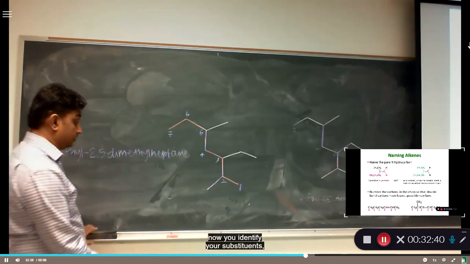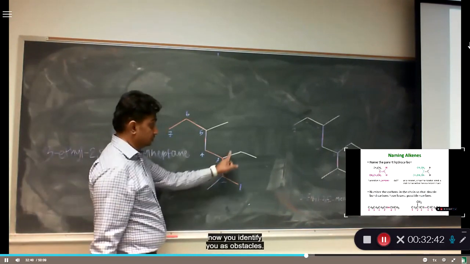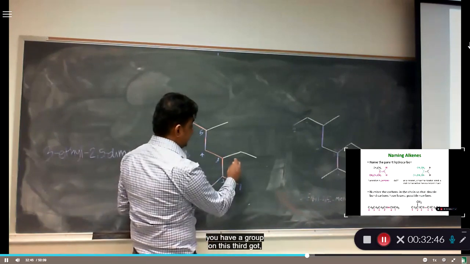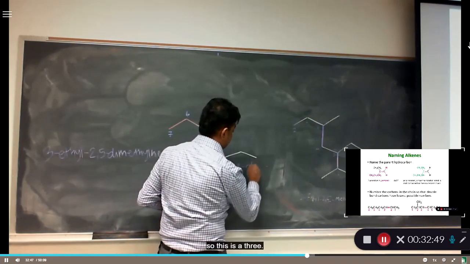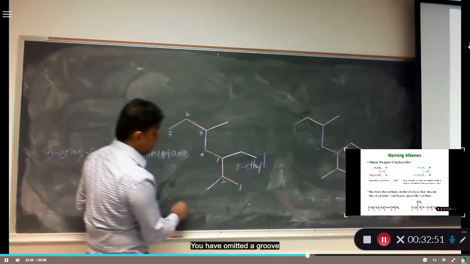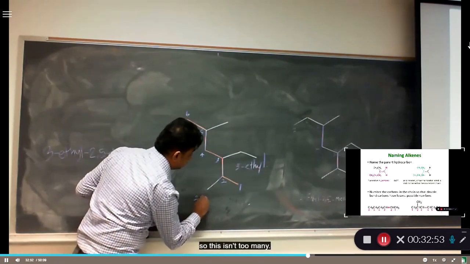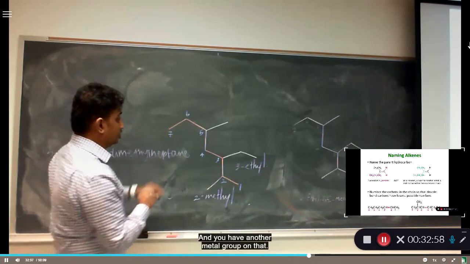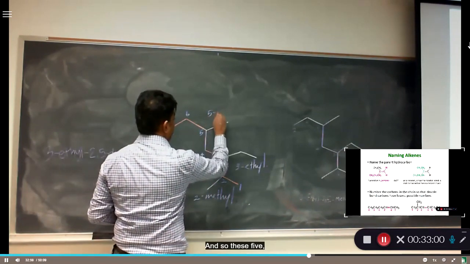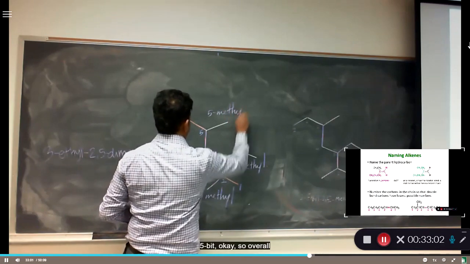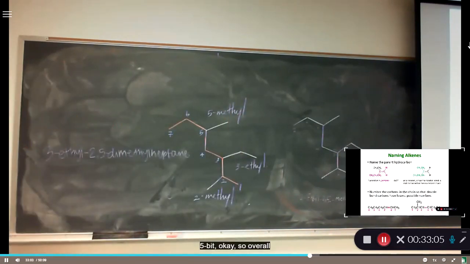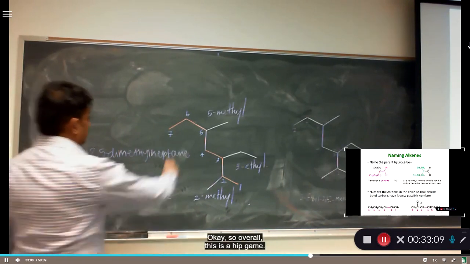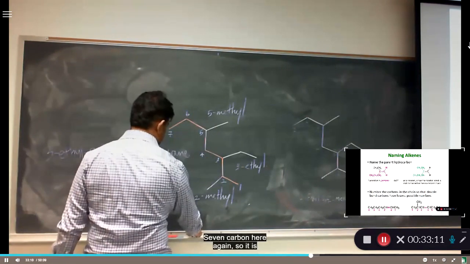Now you identify your substituents. You have an ethyl group on the 3rd carbon. So this is a 3-ethyl. You have a methyl group on the 2nd carbon. So this is a 2-methyl. And you have another methyl group on the 5th carbon. So this is 5-methyl. Okay? So overall it is a 7-carbon alkane, so it is a heptane.